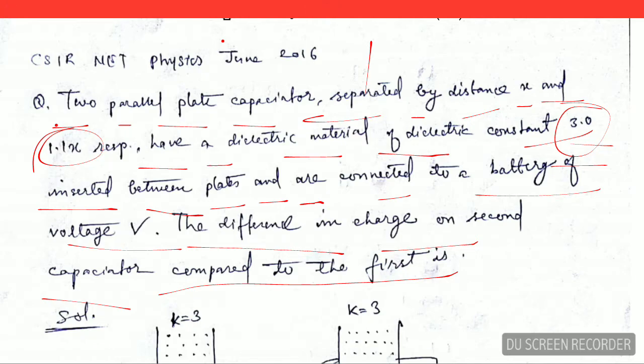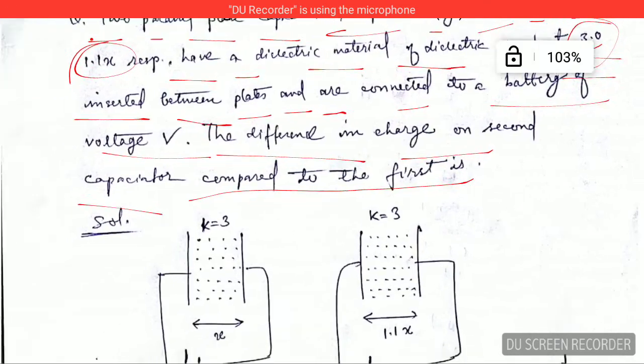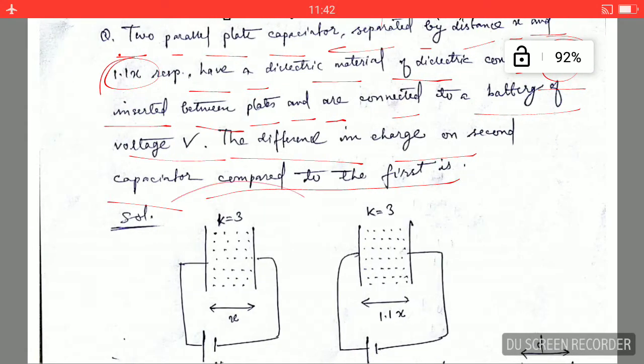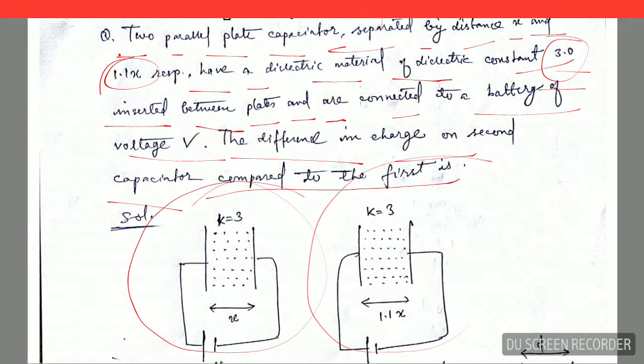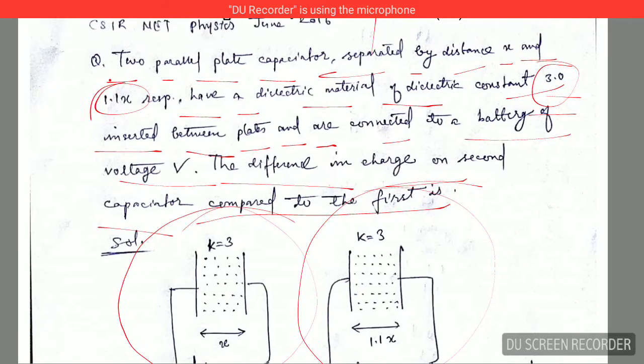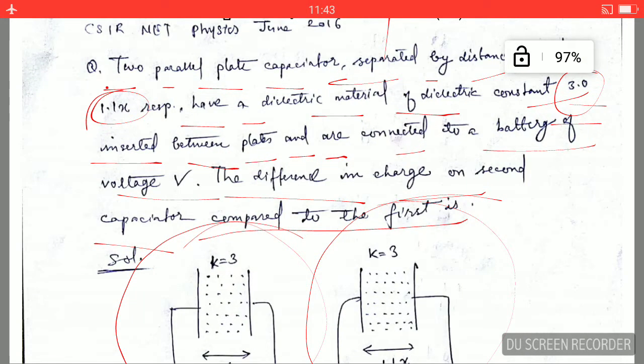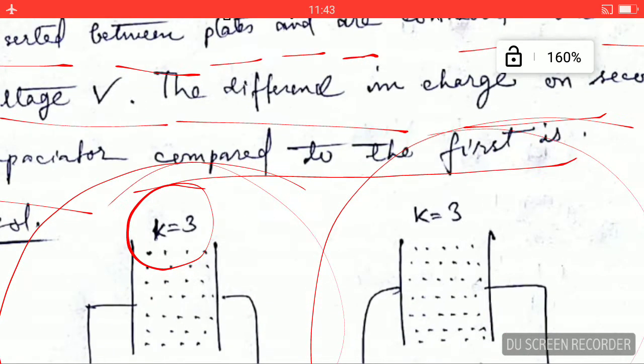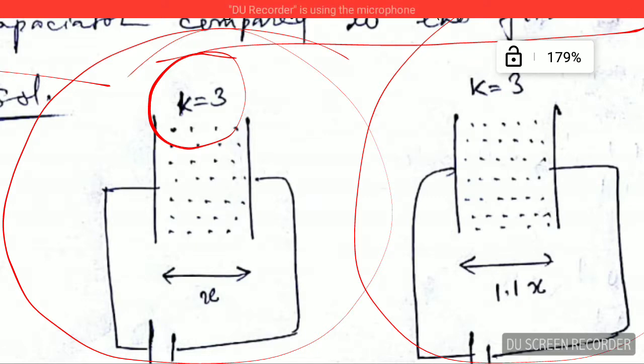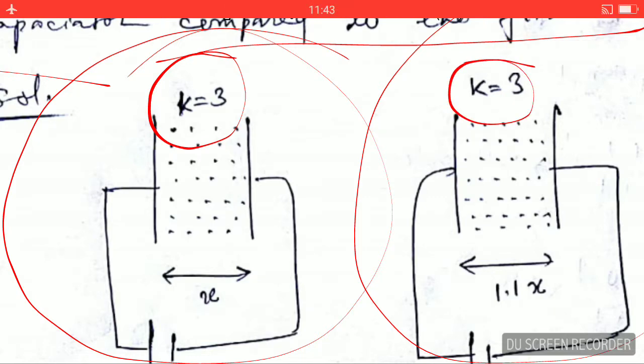They have basically given us two capacitors, as you can see here. This is the first capacitor and this is the second capacitor. Both of these capacitors are filled with a dielectric. The value of the dielectric constant is k equals 3, and for this also k equals 3, and this dielectric completely fills the capacitor.